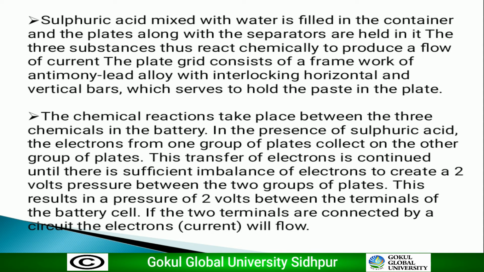The chemical reaction takes place between the three chemicals in the battery. In the presence of sulfuric acid, the electrons from one group of plates collect on the other group of plates. This transfer of electrons continues until there is sufficient imbalance of electrons to create a 2 volts pressure between the two groups of plates. This results in a pressure of 2 volts between the terminals of the battery cell. If the two terminals are connected by a circuit, the electrons will flow.